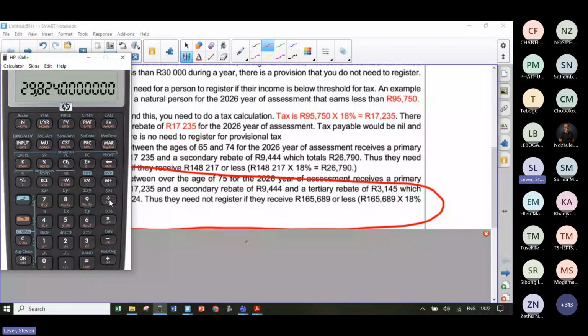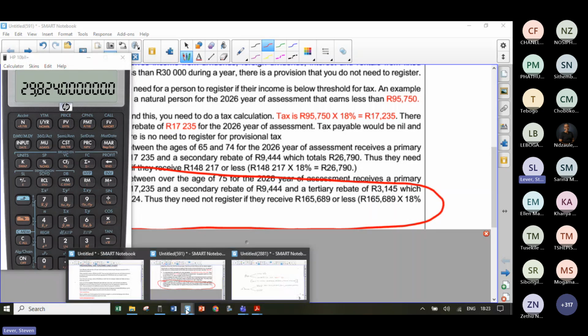You would pay tax at a rate of 18% on the table. So unless your other income is more than 165,689, you don't need to register for tax. Why? Because you will simply get a rebate of 29,824 and you won't have to pay any tax.